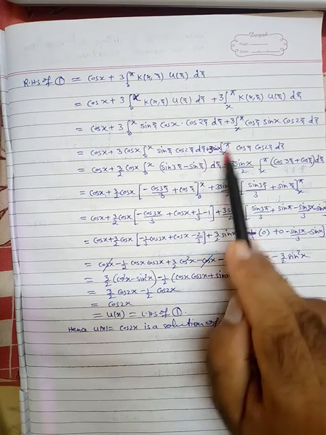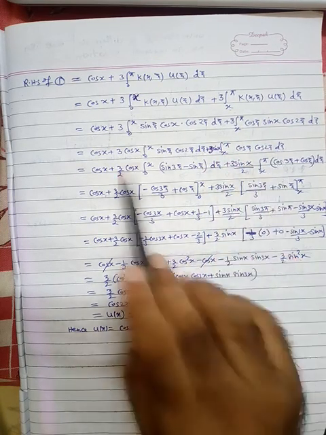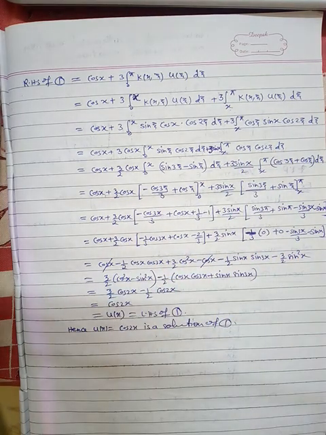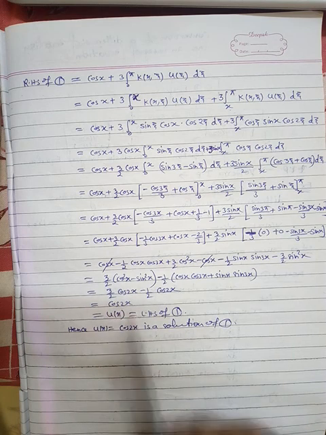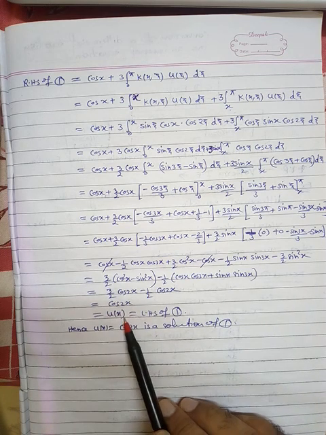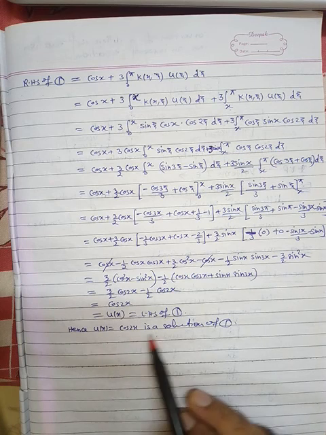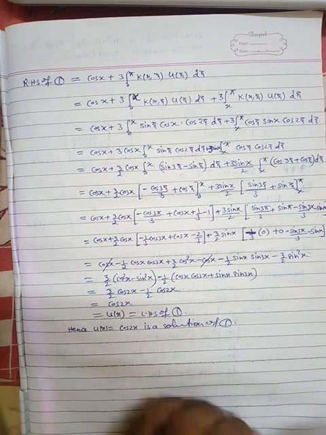3 sin x integral x to pi cos xi cos 2xi d xi, and then simplify the calculation and substitute the limits. After solving and simplification we have cos 2x, which is nothing but u(x). That's why we can say that u(x) equal to cos 2x is a solution of this integral equation. So this is all about the solution procedure.